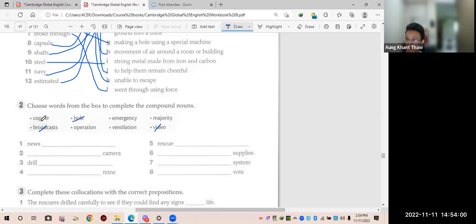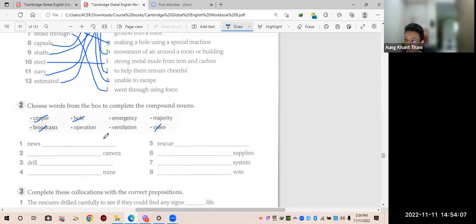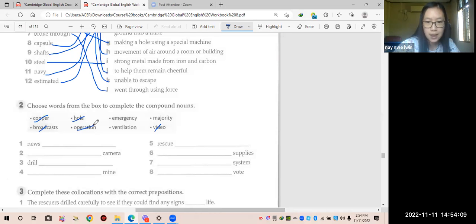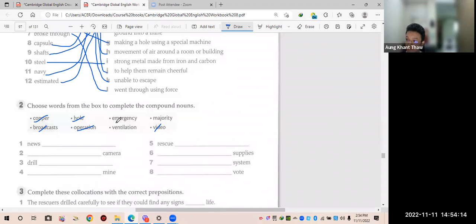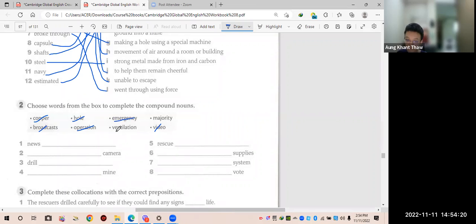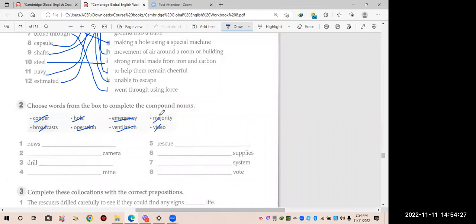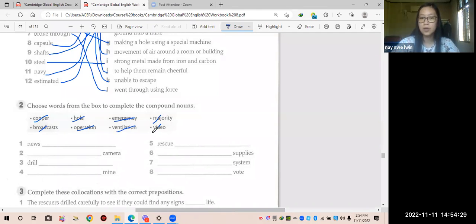How about plant mine? Copper mine, yes. And how about rescues? Rescue operation. And plant supplies. Emergency supplies. And how about plant system? Ventilation system. So the last one is majority vote. So they all are compound nouns that you can use in your sentences, okay?